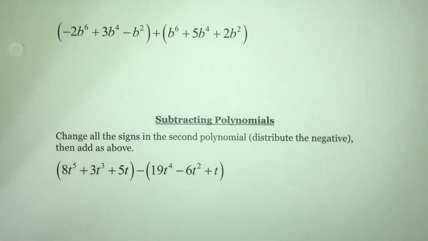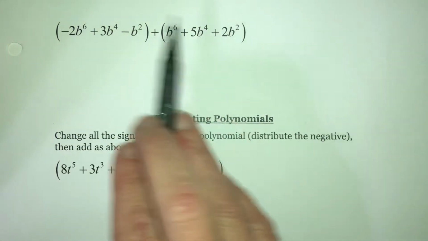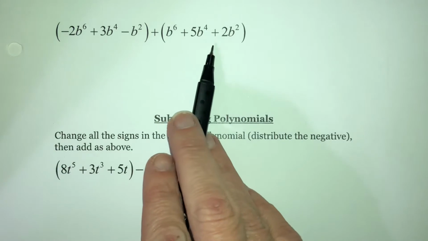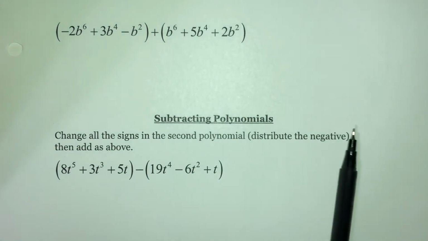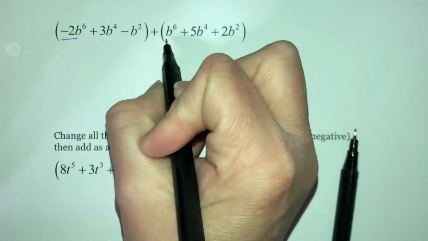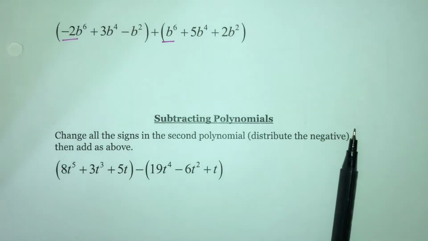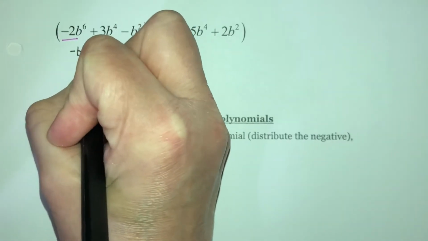5.4, part 2. We're still adding polynomials, and we want to add these two. Okay, we're adding two trinomials. We want to start off with our largest exponent, which would be the 6th power. So I'm going to combine -2 and +1 to give me a negative b to the 6th power.